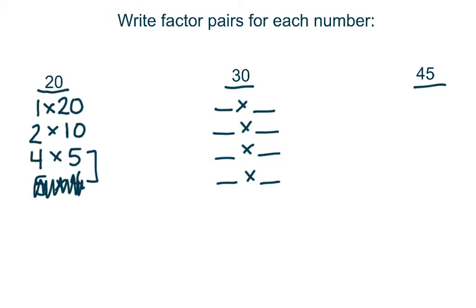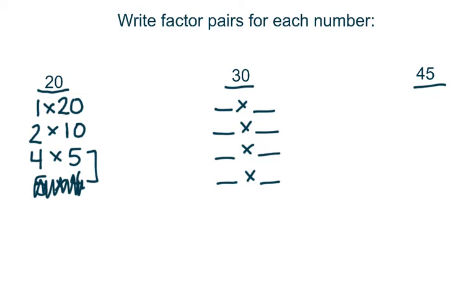I gave you a hint for 30 that there are 4 sets of factors. I'm not going to tell you for 45, so try to do that on your own. Go ahead and pause the video. If you need to use your multiplication chart, you may do that as well. Pause the video now.